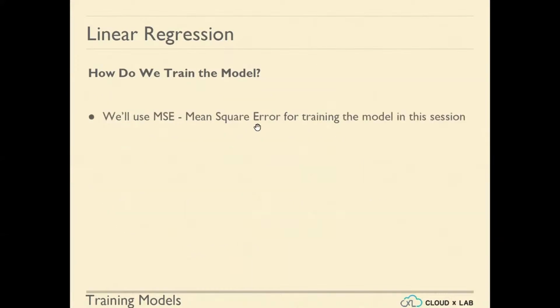Okay, so we will use mean square error for training the model in this session. But you can also use the absolute error. In fact, we can have several types of error, right? But for the sake of simplicity, I'm using the squared error here. But it's not that for a regression problem you can only use the squared error. You can use absolute error, and in fact, several other types of error are also there that you can use.